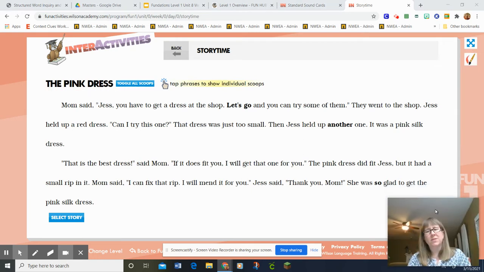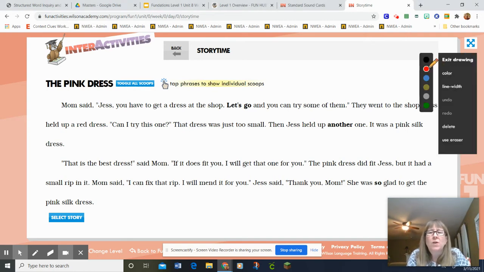Okay, who can tell us what the title is? That's right, it's The Pink Dress. Who thinks they can make a prediction? Remember, a prediction is where you're using what you know to guess what the story might be about. What is this story maybe going to be about? Who can tell us? Yeah, something about a pink dress, right? Absolutely. We're going to go ahead and read it. We're going to read 2 to 3 sentences at a time. You guys are going to try to read it yourself, and then we will read it out loud.